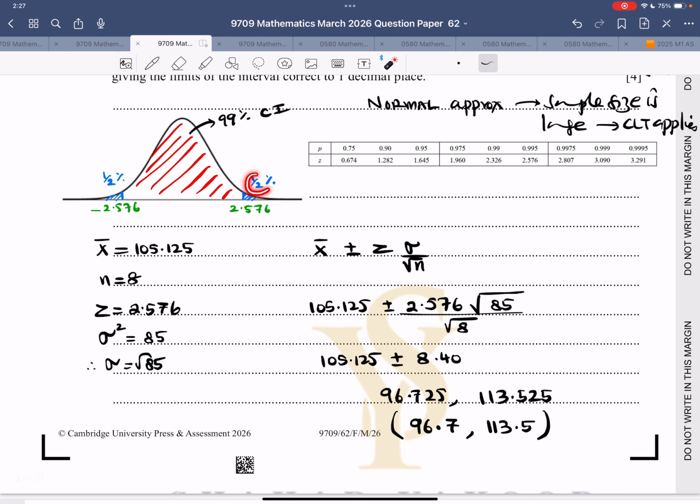Now over here, this is half percent. This is half percent because this is a 99% symmetric confidence interval. 99.5, the z value is this thing. We have x bar, we have n, we have z, we have sigma squared, we have sigma as root 85. X bar plus minus z sigma over root n.